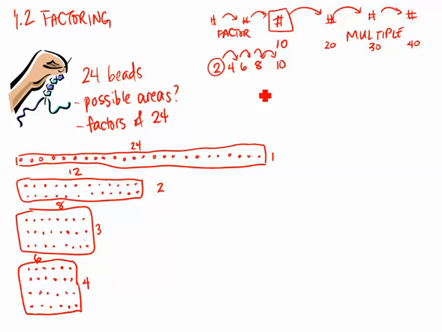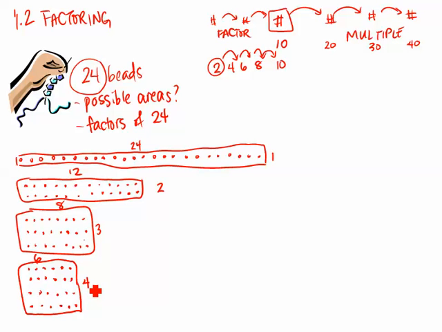1 is going to be with 24 because 1 times 24 makes my answer 24. Or 2 and 12. We call these partner pairs. 2 is partnered with 12 because 2 times 12 is 24, and 12 times 2 is 24. 8 and 3 are pairs, and 6 and 4 are pairs.